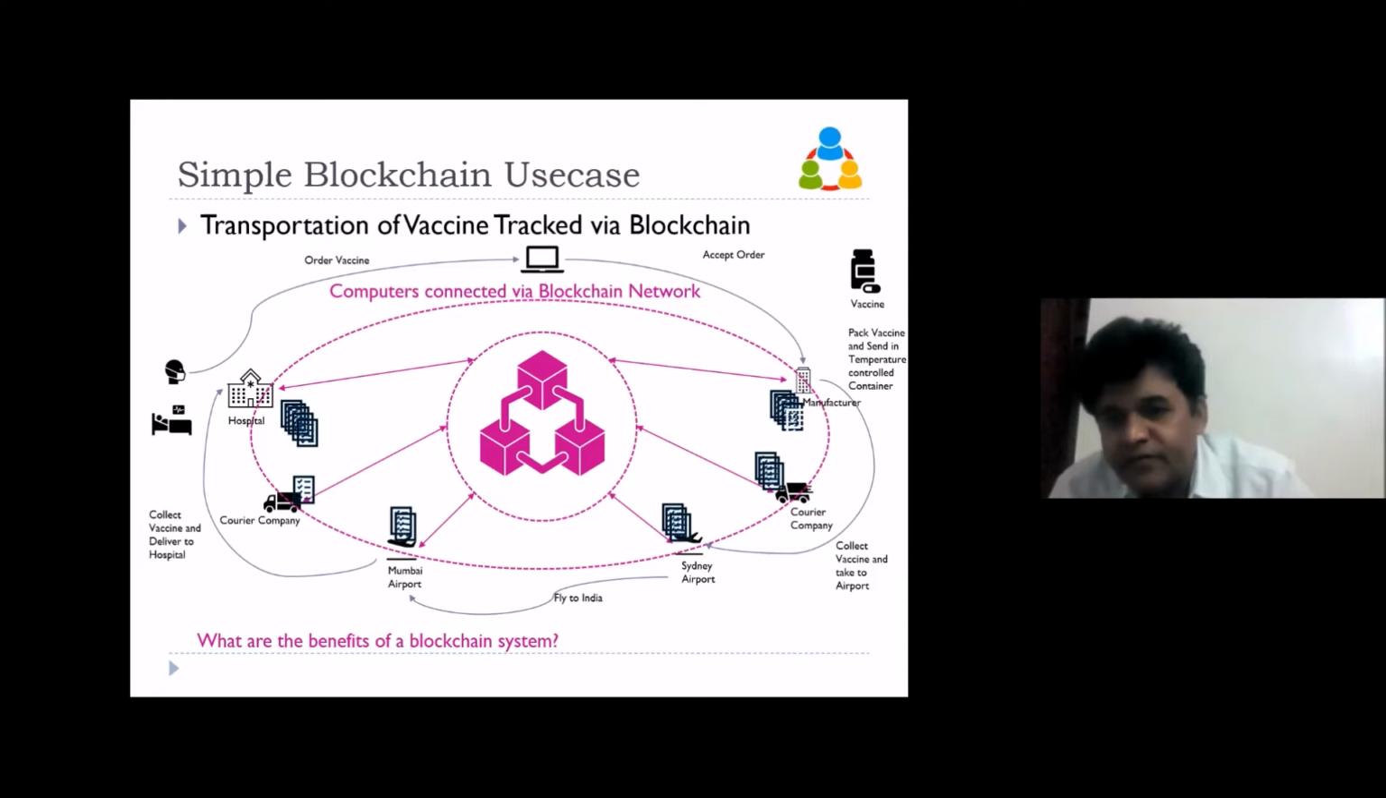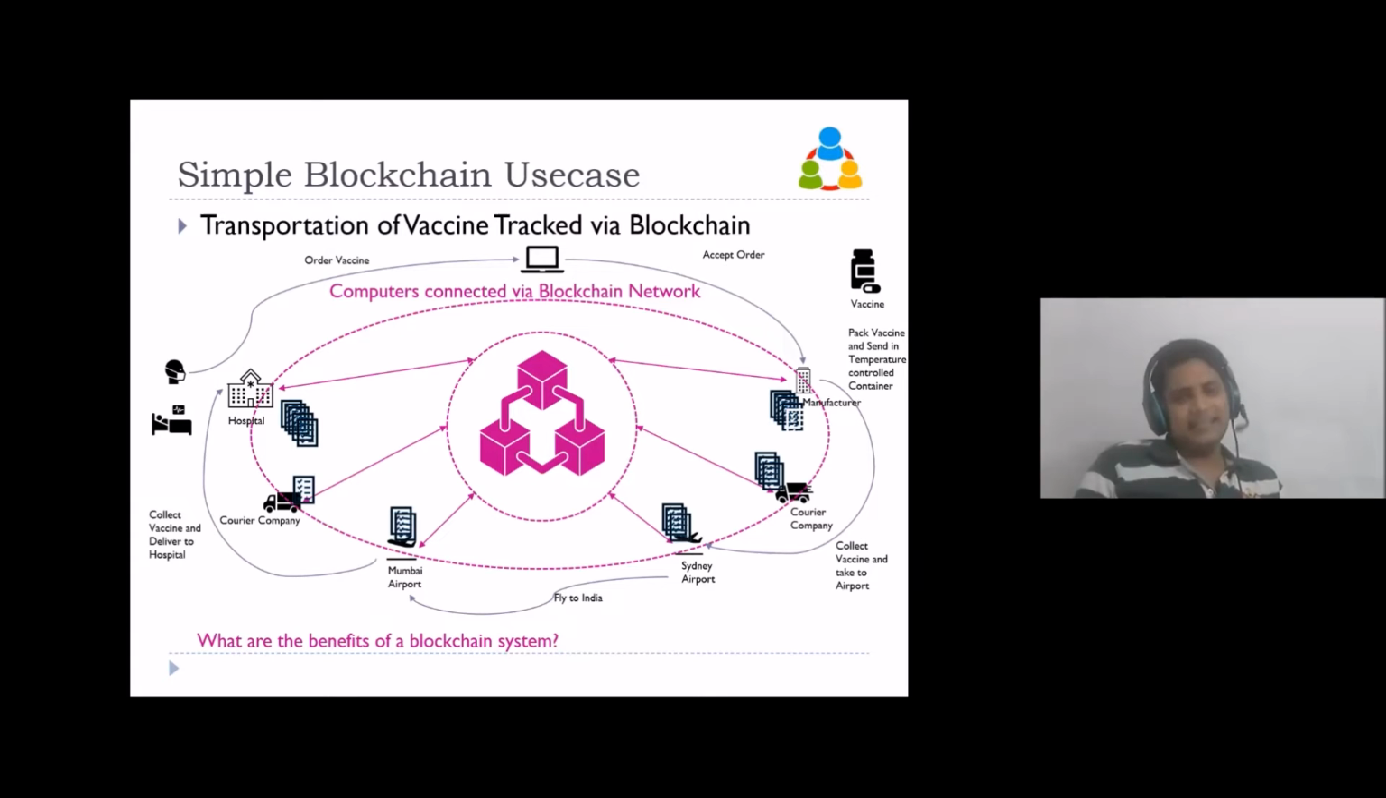There is no loss of information actually. By default it gets broadcasted, so everyone gets to know what is happening. Correct, exactly. So if a hospital is looking at the data on their computer, they are exactly sure that the same data the manufacturer is also looking at. And the courier company will also see the same data. So there is no lack of trust.